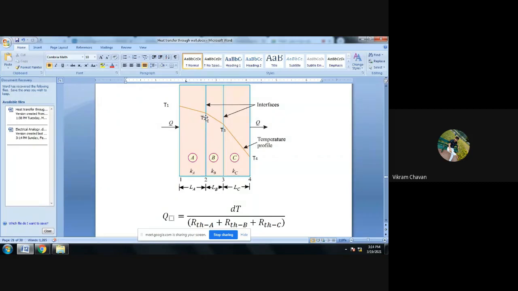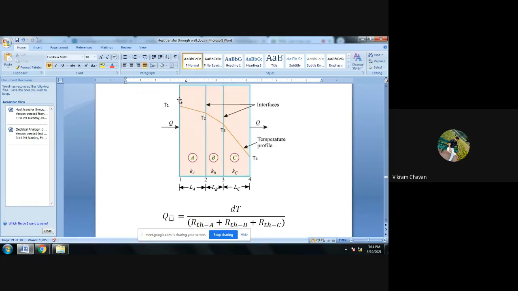Interface means where the two walls are connecting, or where the two walls are in physical contact. That particular line or point is considered the interface of those two walls. Actually, we initially assume that the complete area available for the heat transfer is in contact with wall A. But it does not happen that way, because there are voids, crests and troughs, some roughness, and because of that the area available for heat transfer is lesser than the geometric area.